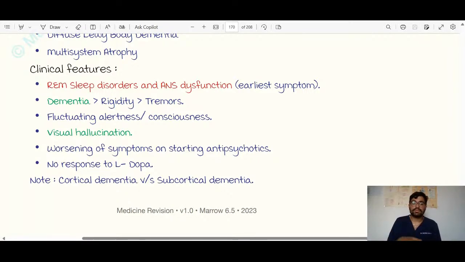Fluctuating alertness or consciousness will be affected. Visual hallucination will also take place. Worsening of symptoms on starting antipsychotics. No response to levodopa. Very bad.